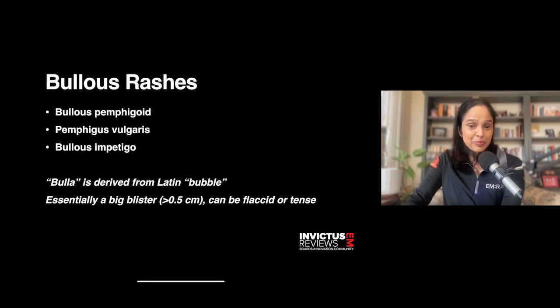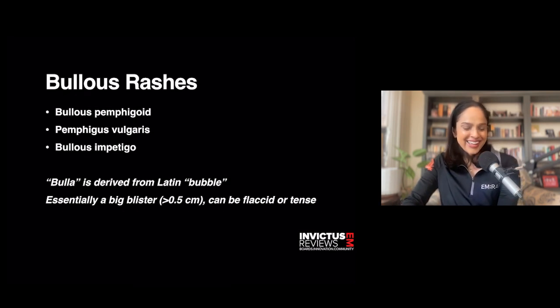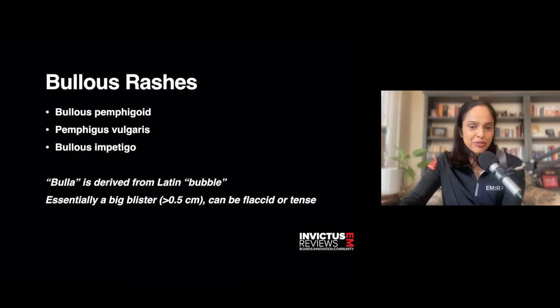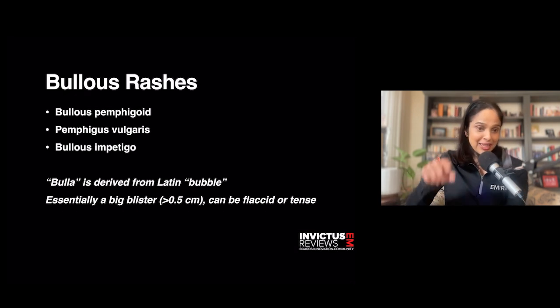All right. So those are our vesicular rashes. Let's hit some bullous rashes. Bullae are basically big vesicles, right? It's derived from the Latin for bubble, just because they're sort of bubbles. They're basically big blisters. They're usually over half a centimeter, and they can be flaccid or tense. So flaccid, if you poke at it, as opposed to tense, where that bubble's not going anywhere.